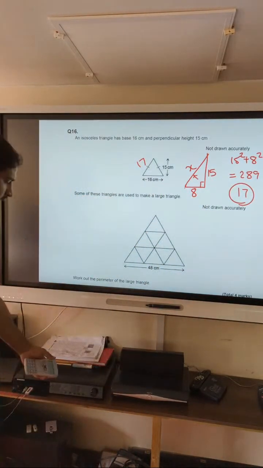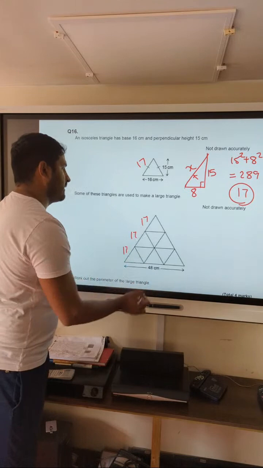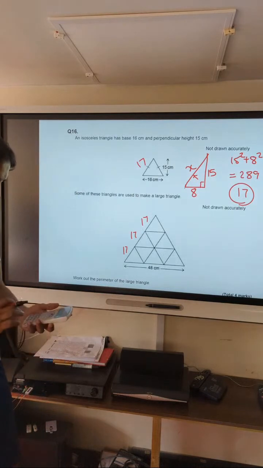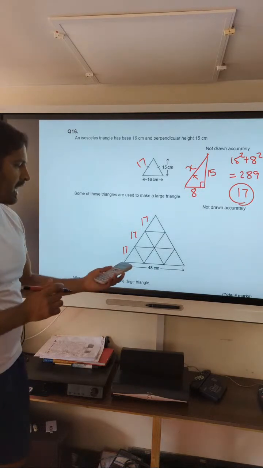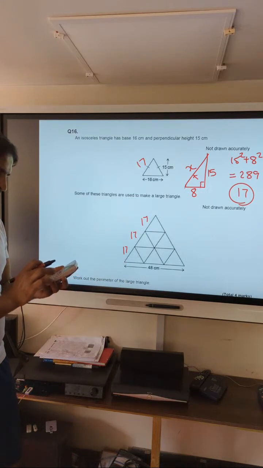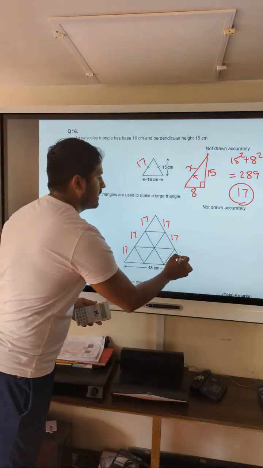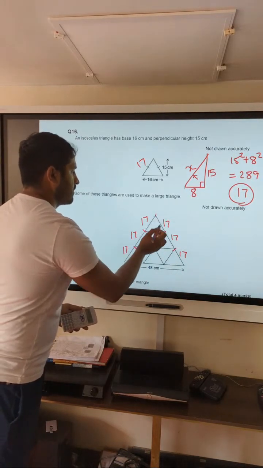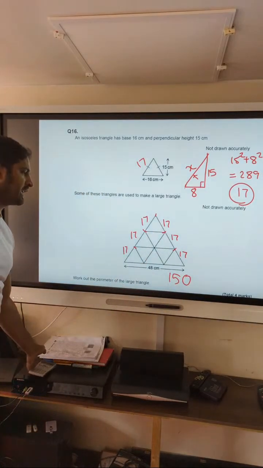So we know now the slanted height is 17. So it goes 17, 17, and 17. So 6 lots of 17 if you're looking for the perimeter. So I'm doing 17 times 6, 102, add 48, which is 150, because that's 17, that's 17, that's 17. All of those lengths added together adds up to 150. So the perimeter of that triangle would be 150 centimeters.